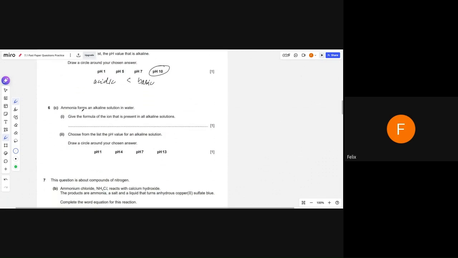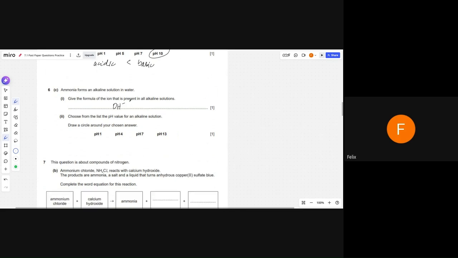Now, ammonia forms an alkaline solution in water. So give the formula of the ion that is present in all alkaline solutions. The alkalinity of a solution is due to the hydroxide ions, OH negative, right? So that is the answer. Do not write hydroxide ion. If you wrote hydroxide ion, this will be incorrect because that's not the formula. It will get you 0, even though it is correct, because here they are asking specifically for the formula of the ion.